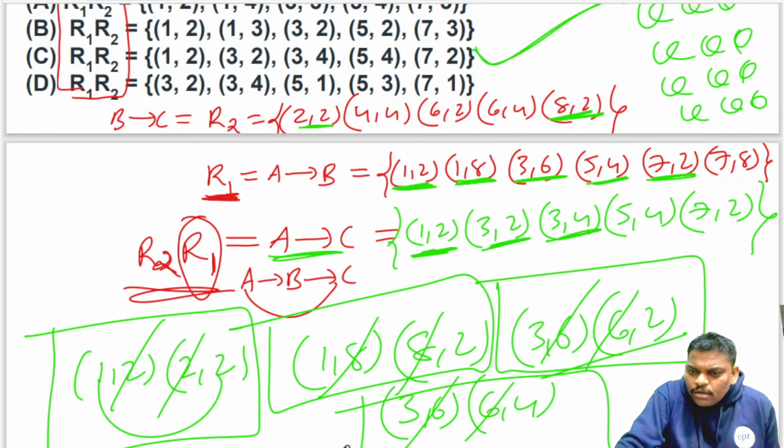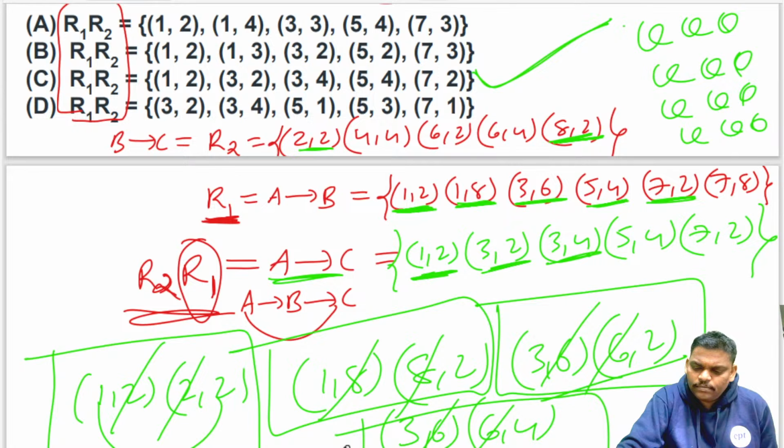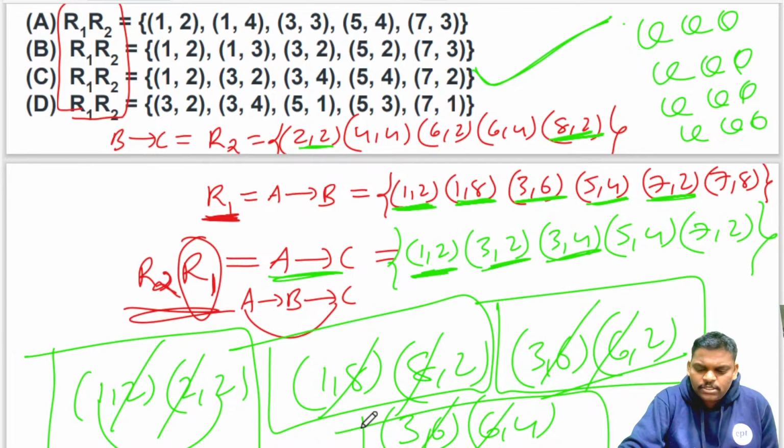Someone is asking, why can't we take 1, 8, 8, 2, 1, 2? Where is 1, 8? Preeti said yes, she got it. Okay, let's move to the next problem.